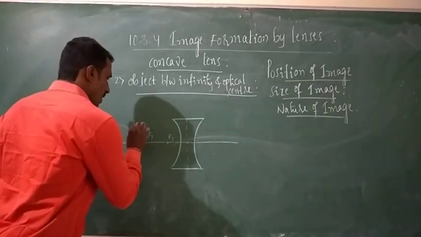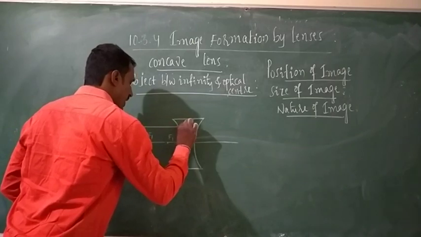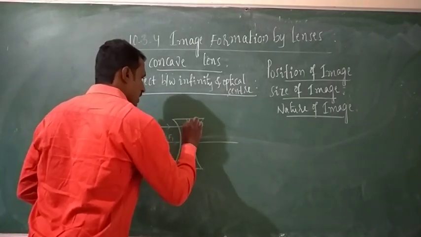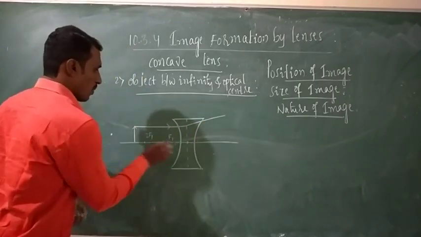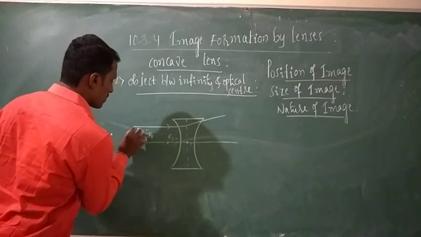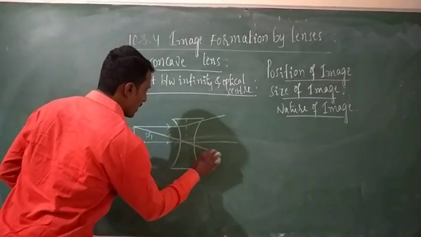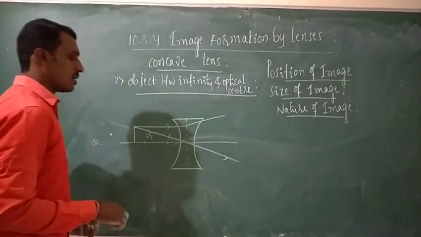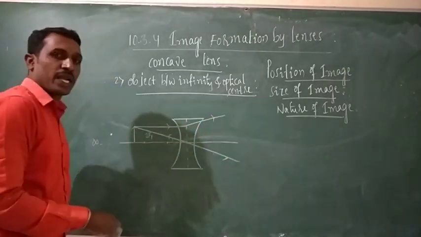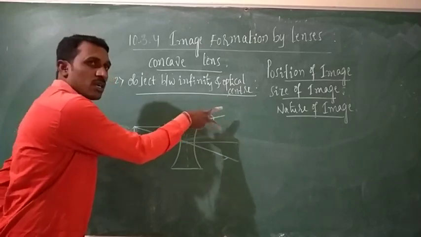See, I have taken two light rays. A light ray passes parallel to the principal axis. After refraction, it diverges. Okay, one more. A light ray passes through the optical center. After refraction, it remains undeviated. This is a refracted ray. These two light rays are diverging.